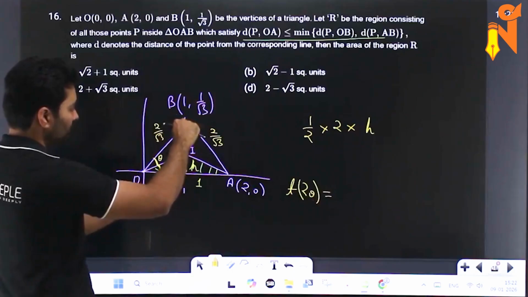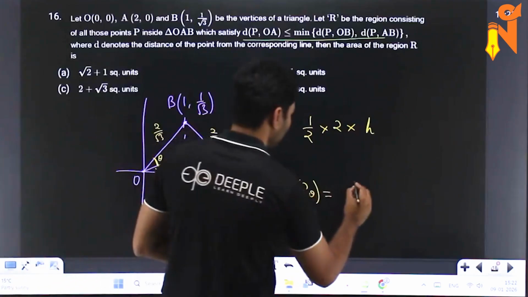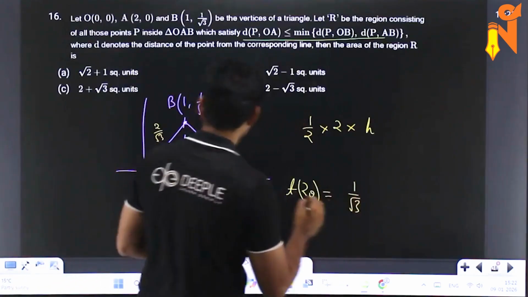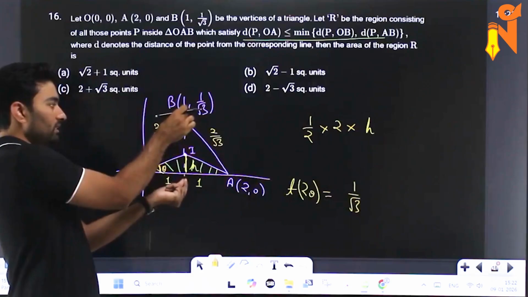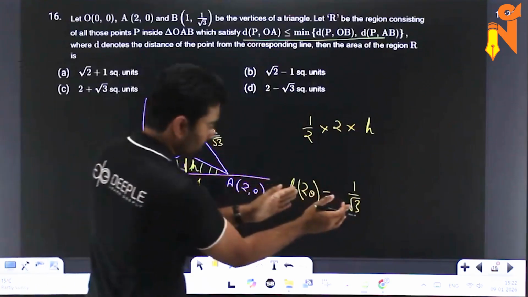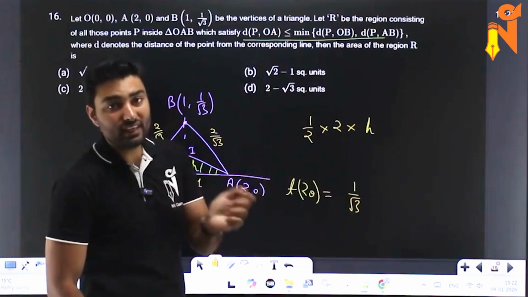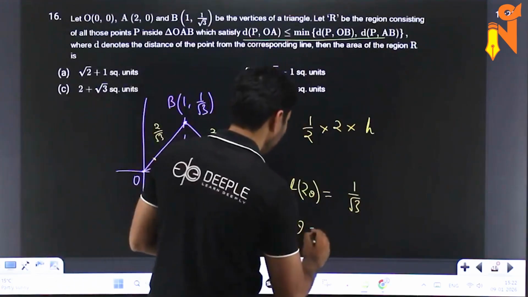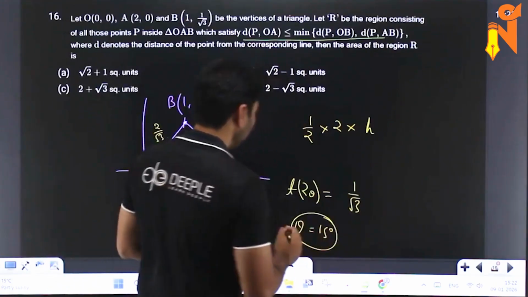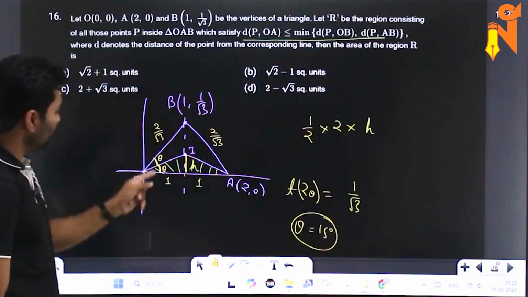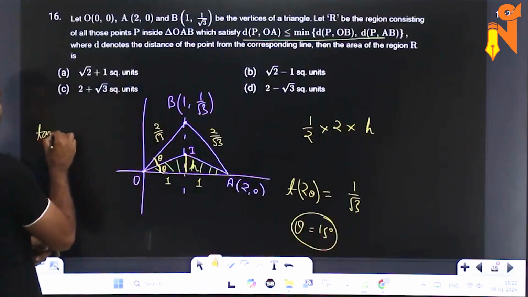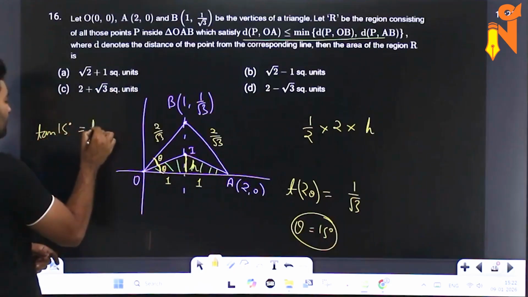So how much is this? This is 1 by root 3, because the point is given here. So 1 by root 3 is this by this. It is 1 upon 1. Okay, so how much is theta? Theta should be 15 degree. You found theta? Enjoy. So tan 15 degree is equal to h by 1.